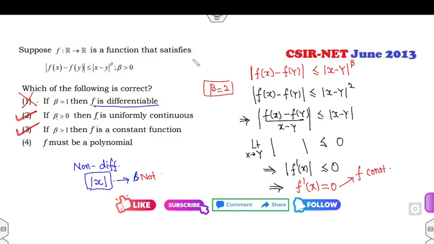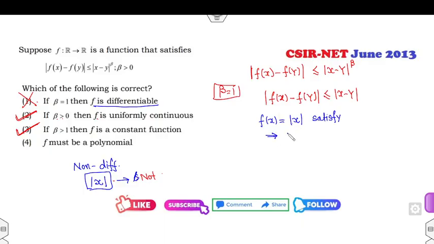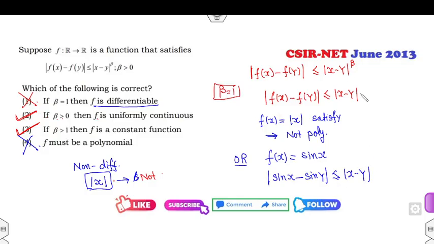F must be a polynomial. Now in this case, beta can be any number. Assume that beta is 1 again. That's a very simple case. That means |f(x) - f(y)| is less than or equal to |x - y|. Now clearly, as I proved in the first part, mod x satisfies this case. Fine. But clearly mod x is not a polynomial. So this option is cancelled. Or you can choose any other example, say sin x. We all know |sin x - sin y| is less than or equal to |x - y|. So this is satisfied. But again, you can see this is not a polynomial. So the right options are B and C.